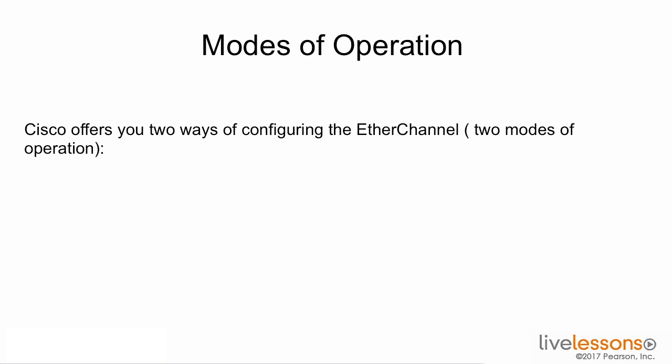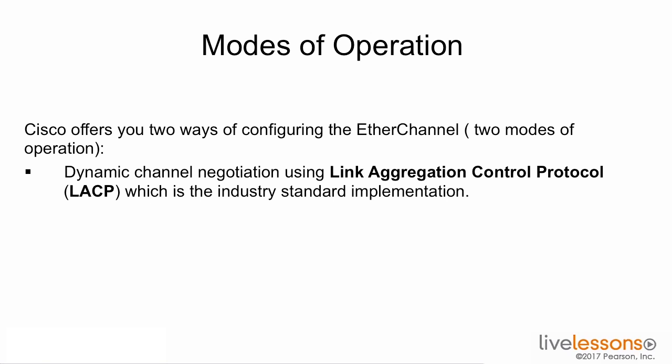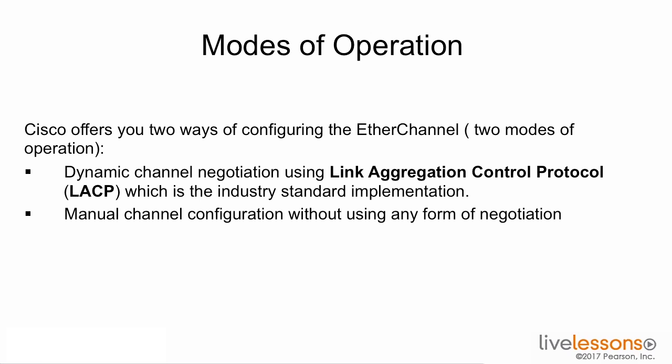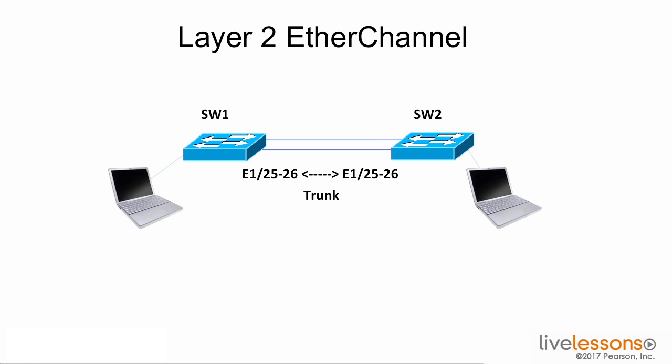Cisco offers you 2 ways of configuring an Ether channel or a port channel on a Nexus device. The first way is with dynamic channel negotiation using the LACP, or Link Aggregation Control Protocol, which is an industry standard implementation. The second way is to manually configure the links to be in a channel without using any form of negotiation.